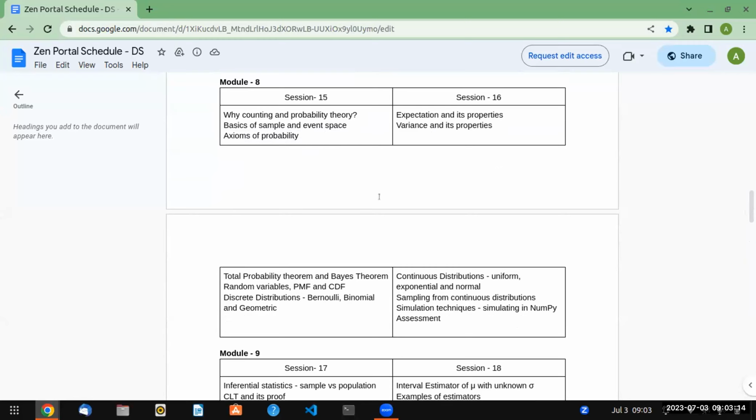In that probability, we have two classes. After that, we have to see. So have we, can you recollect this total probability theorem and Bayes theorem? Yes, sir. We saw that. And we also done that Bernoulli, binomial. We have to see that geometric, I think.